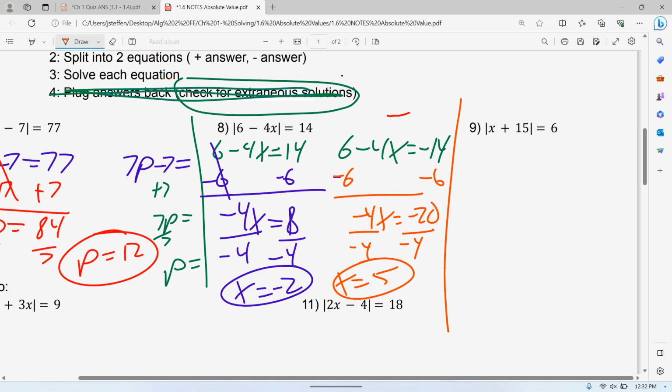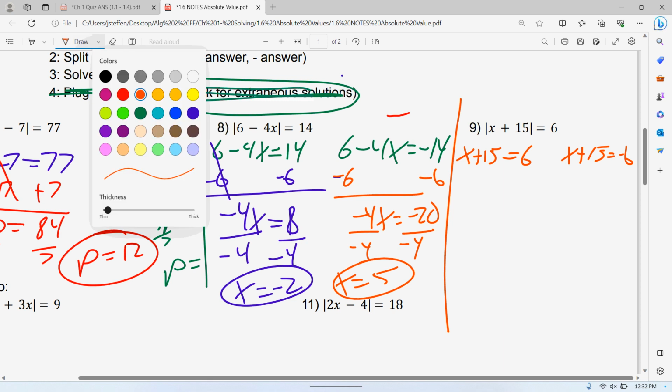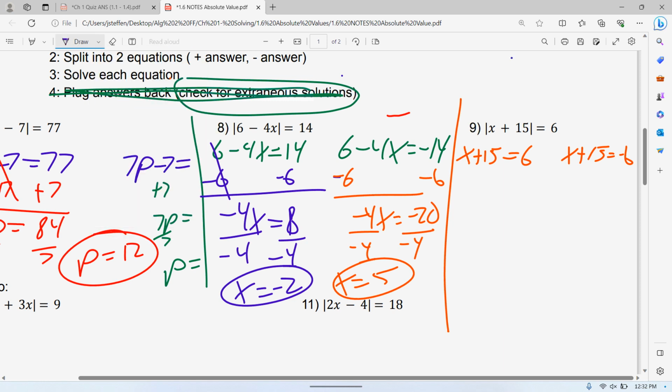And last but not least, number 19. x plus 15 is equal to positive 6. x plus 15 is equal to negative 6. Sorry, I'm trying to fit that in there. Now, again, that's the step where you make your 2 equations. That's where you get rid of your absolute values. I've had students before that after that step, they still have absolute values, and it really confuses them. That's what the absolute value does. It makes 2 equations. It makes 2 scenarios. So that's where you can forget about your absolute values.